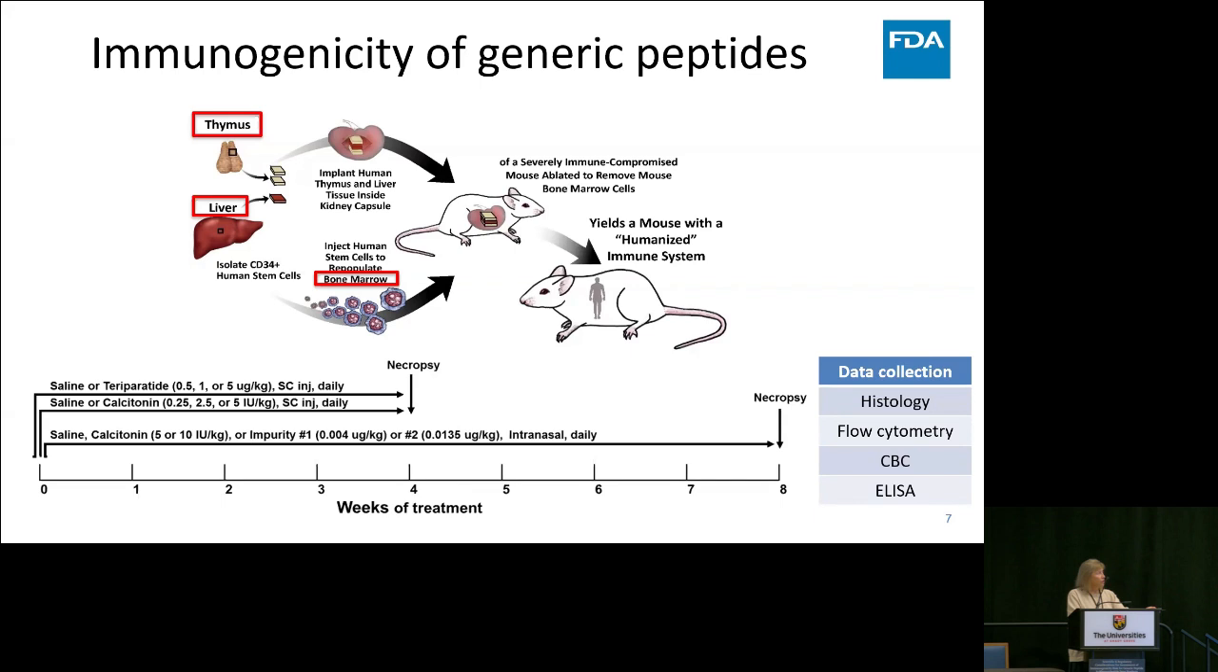And we currently use, rather than stem cells that come from the liver, we actually use cord blood cells, and they're HLA matched. So we have HLA matching in our system, and these are implanted underneath the kidney capsule, and then following a dose of busulfan, we give the stem cells intravenously a couple weeks after surgery. And then we wait, and 12 to 16 weeks later, we get a human immune system inside of the mouse.